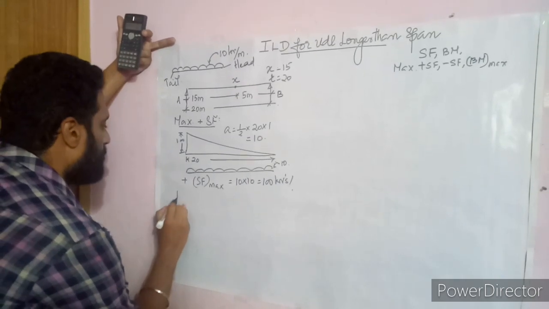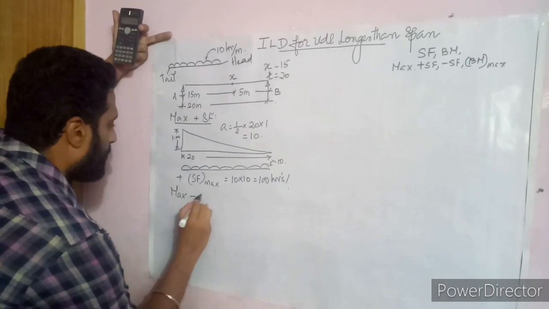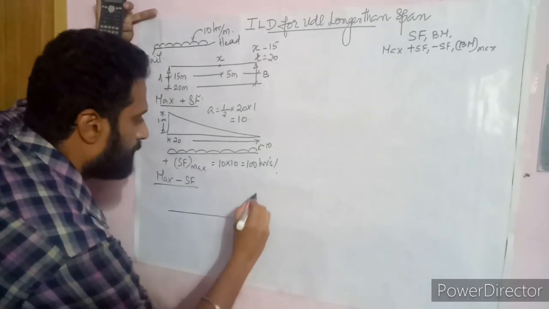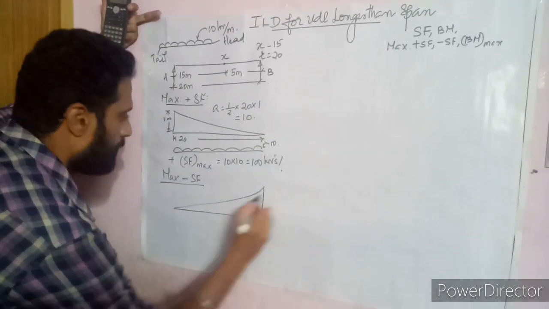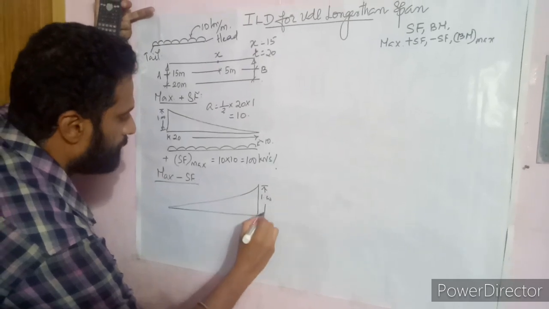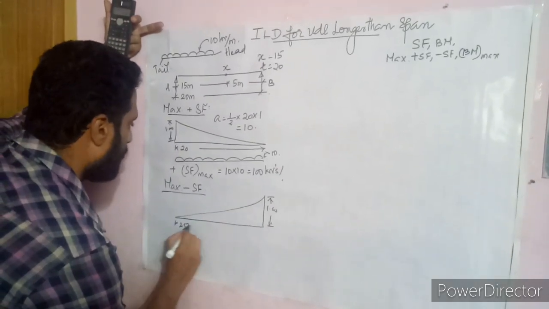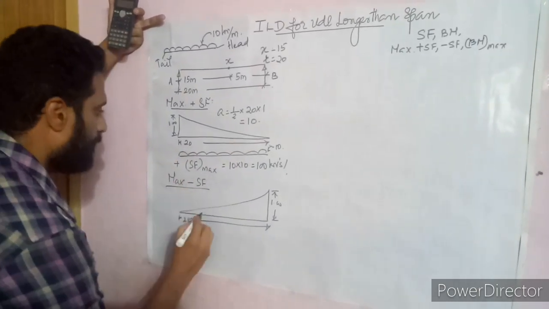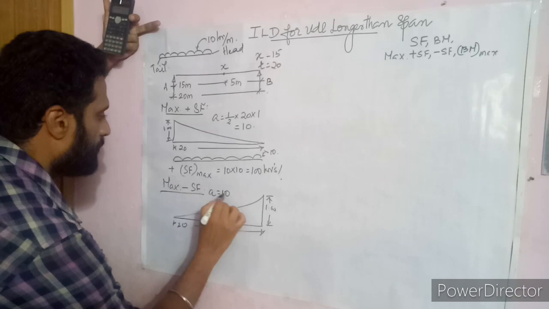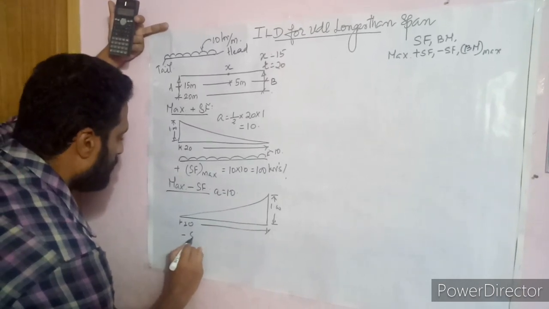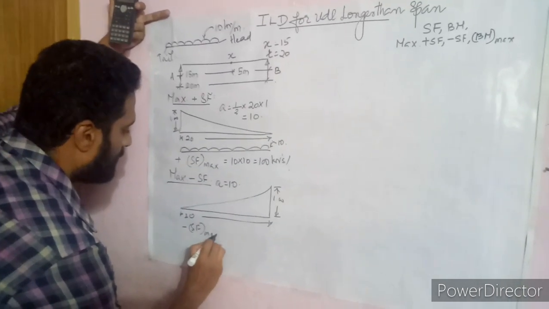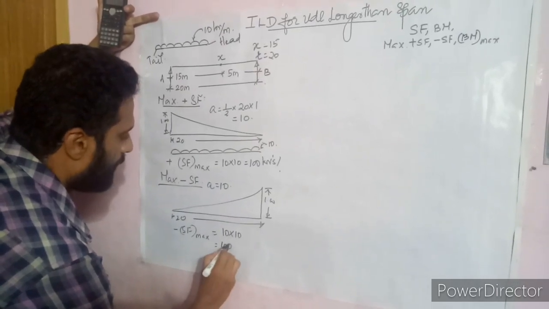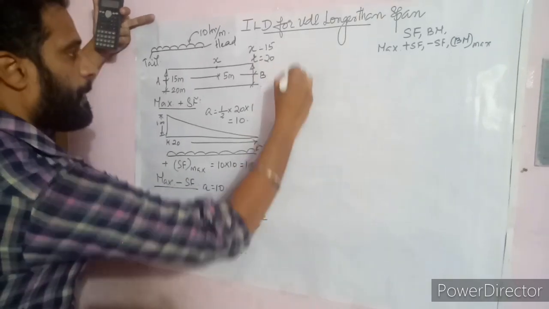Next, the maximum negative shear force. The maximum negative shear force occurs at the right end. It also has intensity 1 and the length is 20. I am superimposing the same load here, so the area will be the same, which is 10. The maximum negative shear force is 10 into intensity 10, which is 100 kilonewtons.